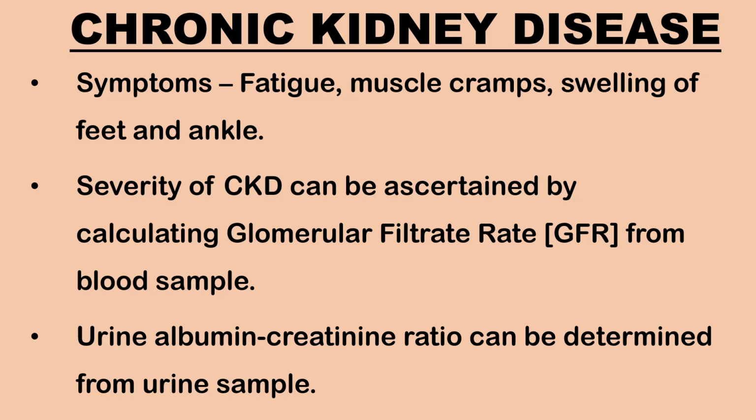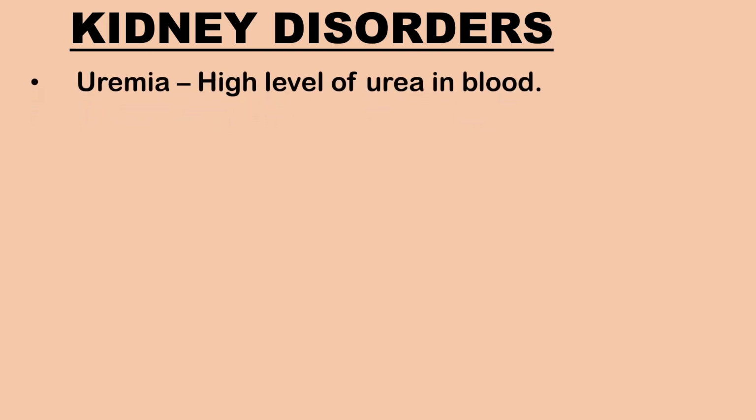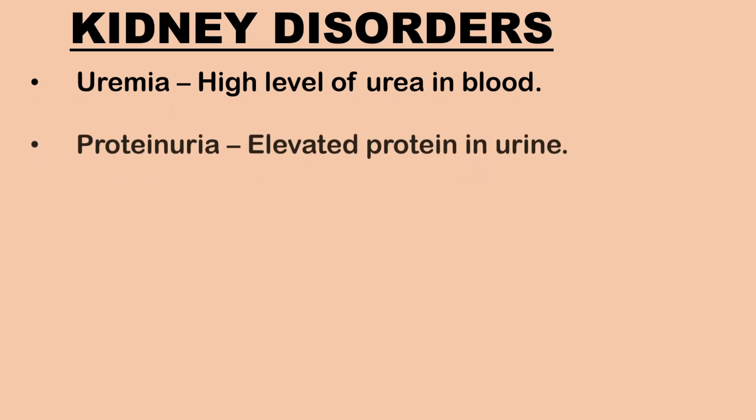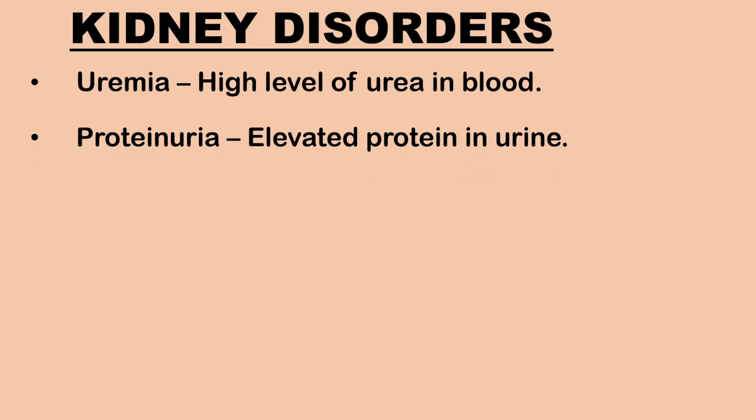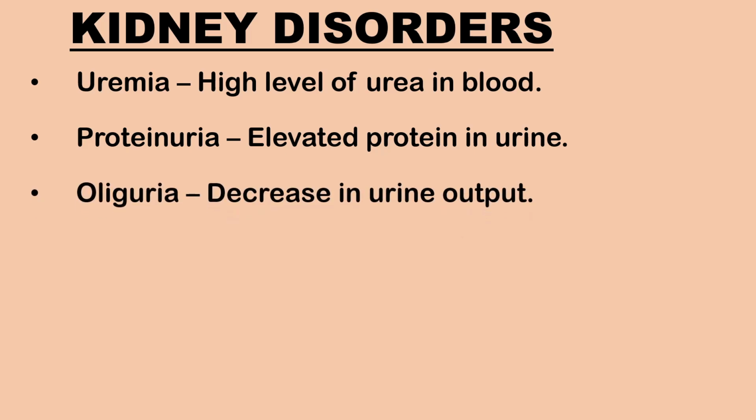Urine albumin creatinine ratio can be determined from the person's urine sample. In advanced condition, the patient might have to go through dialysis and kidney transplantation. There are several kidney disorders. Uremia is characterized by high level of urea in blood. Proteinuria or albuminuria is elevated protein in the urine.